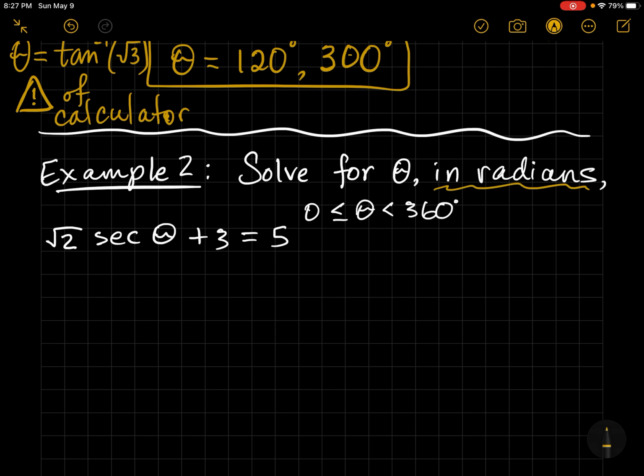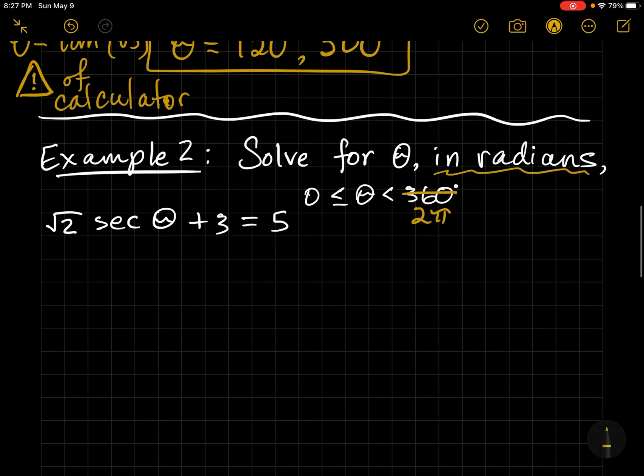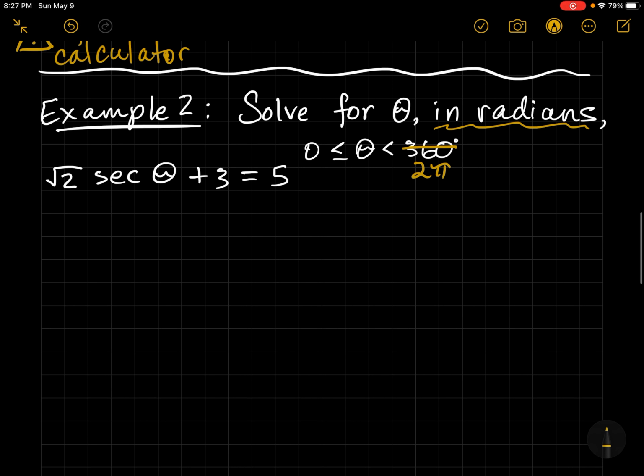Okay, so let's solve for theta in radians. I still like to think in degrees, and then when I finish, I'm going to convert back to radians. And this should say between 0 and 2 pi. When you're thinking in radians, we want to do that. Now, I need to do step 1 and get the trig function by itself.